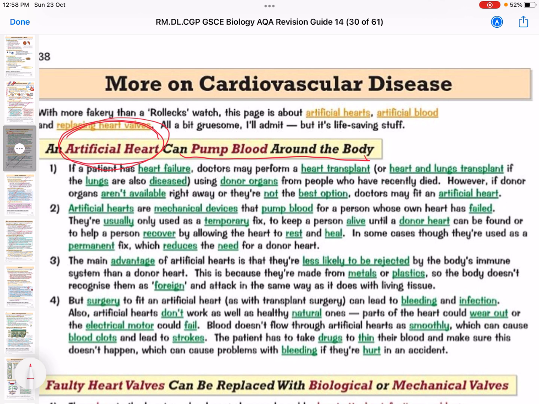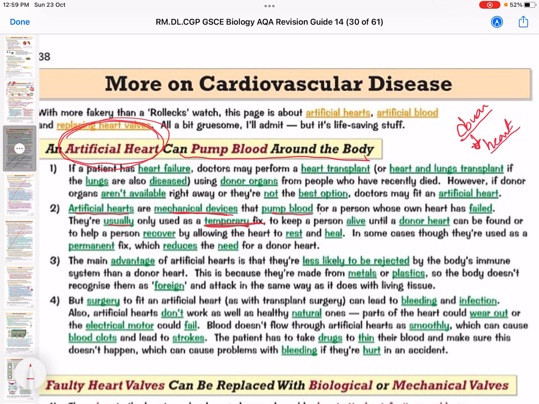So these are good. These artificial hearts are mechanical devices. As I said, these are man-made. They're not natural. They pump the blood for the person whose own heart has failed, as we said. They're usually only used as a temporary solution. Why am I saying temporary solution? This is not a long-term solution. The long-term solution is to find a donor where this donor can donate his heart.